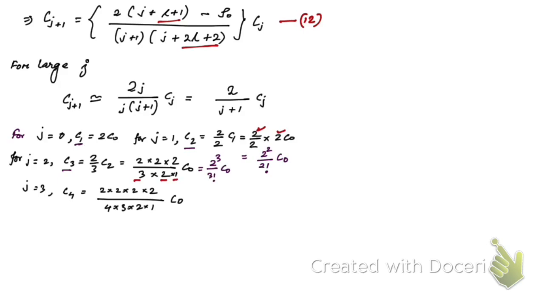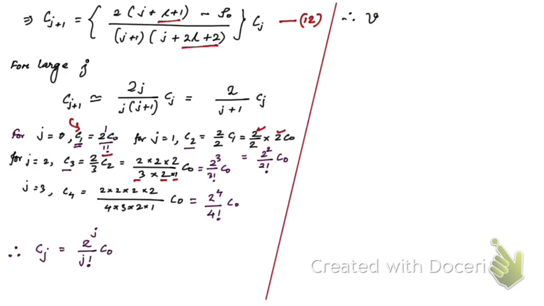So it can be written in this way, right? Similarly, the other two terms also. This C1 can be written as 2 to the power 1 C0 by factorial 1, and that C4 can be written as 2 to the power 4 by factorial 4. Okay, so now you see, that's how we can write Cj is equal to 2 to the power j by factorial j C0, right?